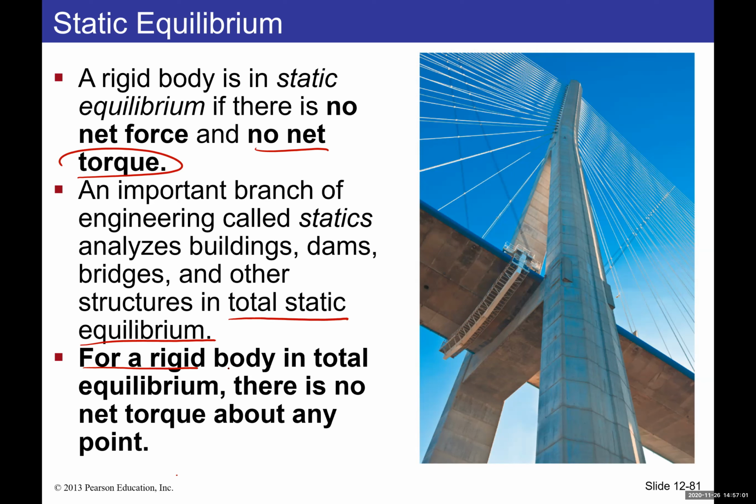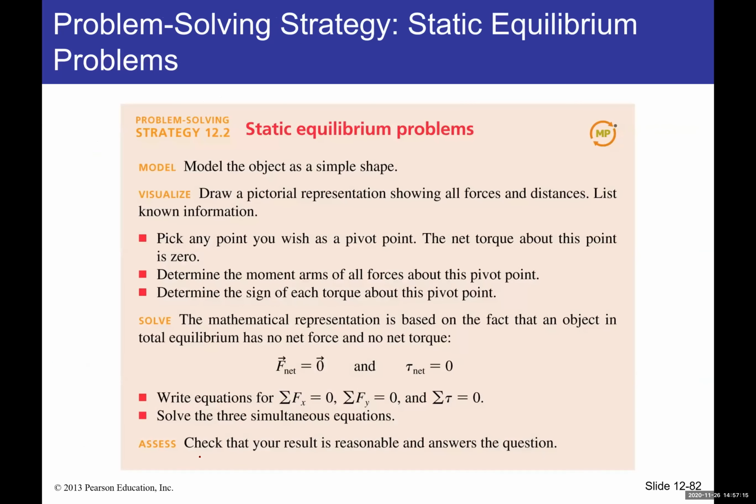For a rigid body in total equilibrium, there is no net torque about any point. That means our system cannot be rotating. So all the torques should be canceling, and all the forces should be canceling. The next few examples are going to be based on this.